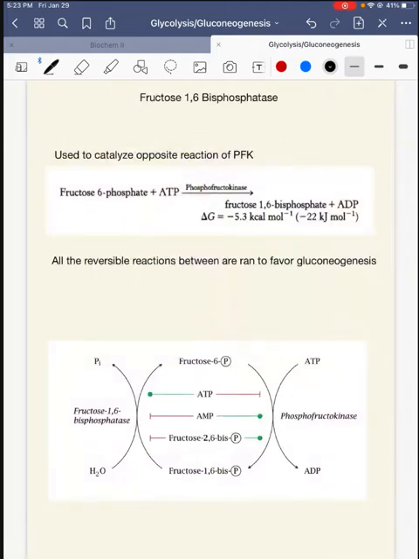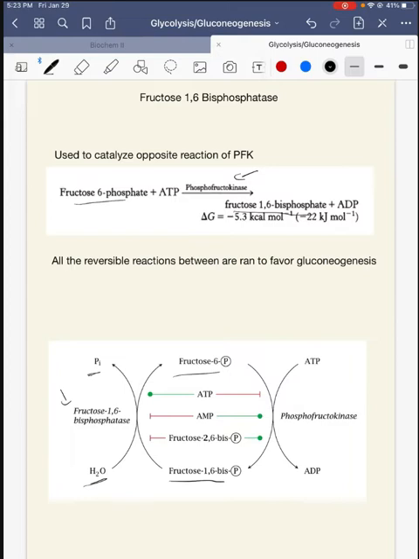Okay, so the next enzyme we need to bypass is PFK, phosphofructokinase. PFK takes fructose 6-phosphate and converts it into fructose 1,6-bisphosphate. To bypass this enzyme, like I said, gluconeogenesis mainly happens in the liver, so this enzyme is mainly expressed in the liver. What it does is take fructose 1,6-bisphosphate and convert it back into fructose 6-phosphate. It uses water and it regenerates the phosphate.